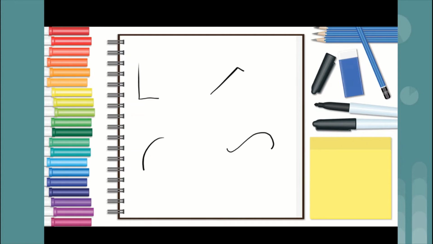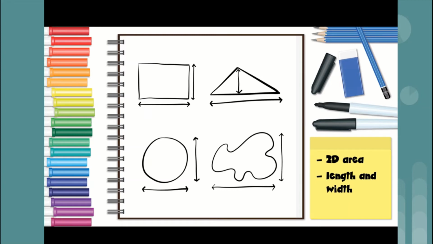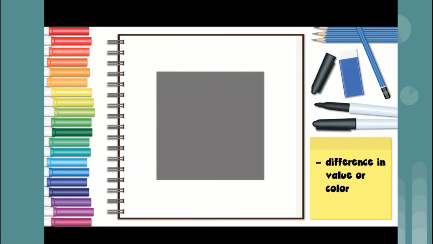A shape has a two-dimensional area, meaning that it has a length and a width. We see shapes because of a difference in value or color. For example, there's a white square here, but you can't see it because the background is also white. But as we make the square darker, we can see its shape.